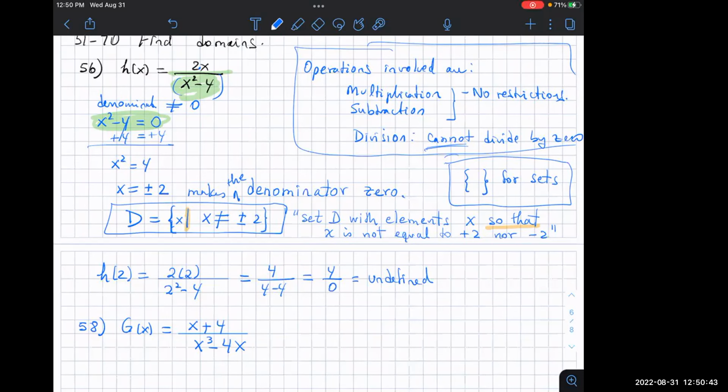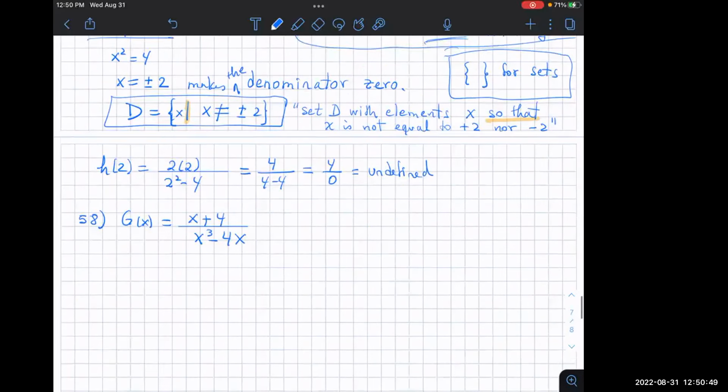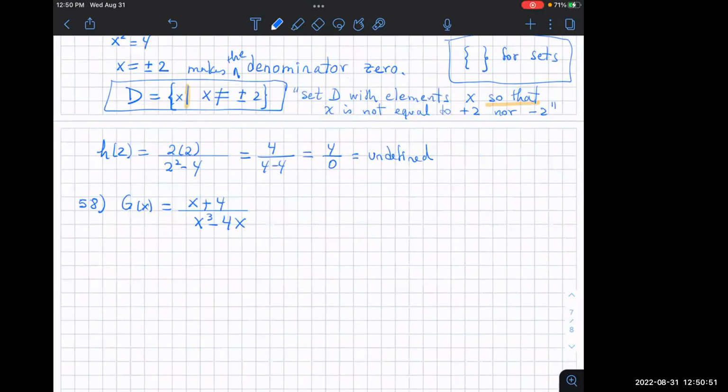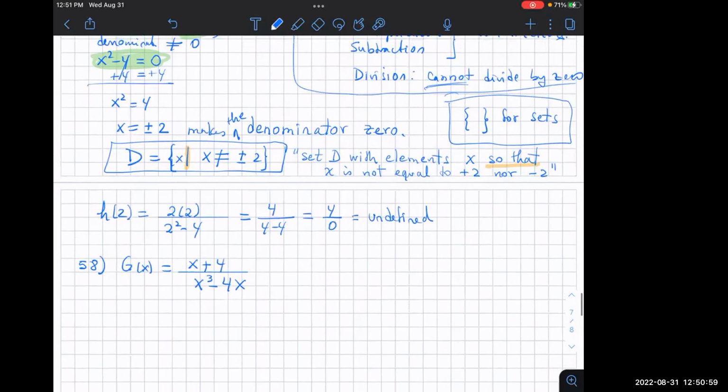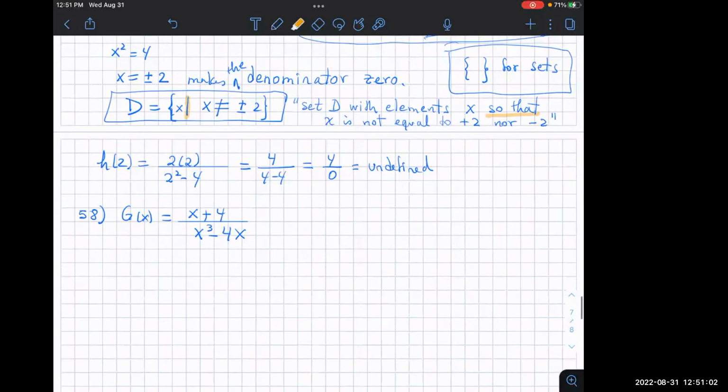Okay. So what is the domain? Did anybody get it? So like before, the numerator has an addition that doesn't give you any problems. The denominator has a subtraction, multiplication, and power, no problems with that. So the only problem is the division. You cannot divide by 0, so we look at the denominator.